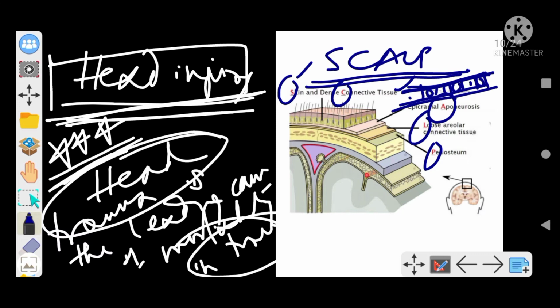So how will you manage in such a case? If it is an emergency, we will apply firm pressure over the area which is bleeding, and in definitive cases we will apply sutures, silk or nylon 1-0, or cutting needle sutures, right? It will heal within 5 to 7 days because there is enormous blood supply in our scalp and face, from the external carotid artery and internal carotid artery, we know.